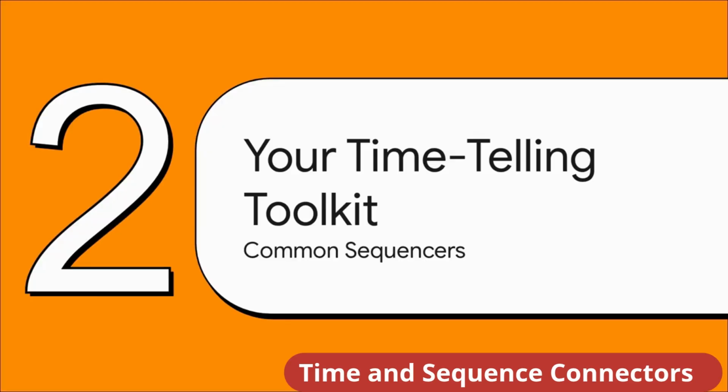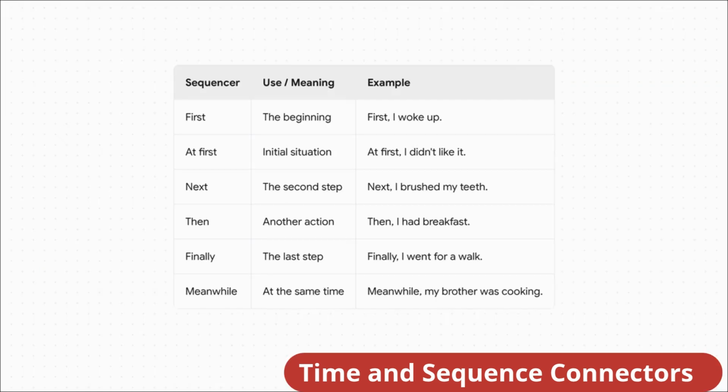Okay, so now that we know what they are, let's start building your personal toolkit. I'm going to show you some of the most common, most useful time sequencers that you can start using today to make everything you say so much clearer. Okay, check this out. What's really cool is just how many options you have. We all know the basics, right? First, next, and then. But look at the little details here. Using at first is awesome for showing how something changed, like, at first, I didn't like my new job, which totally implies that now you do.